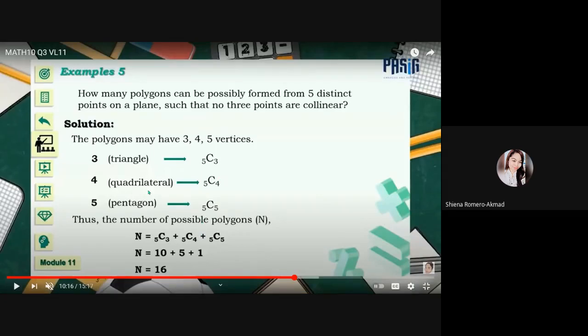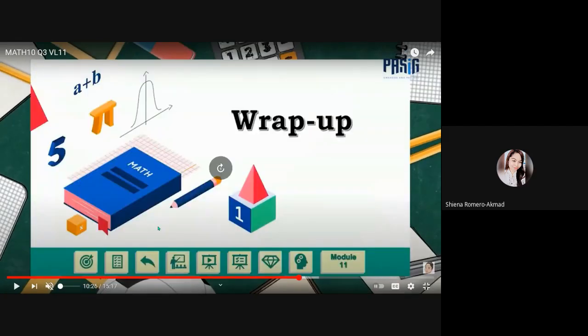Liwanag po? Binigyan lang kayo ng konsepto ng geometry. Ay, bilis, wrap up na agad.